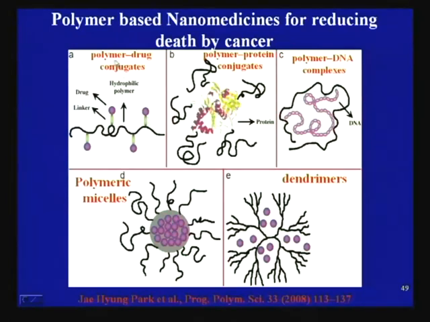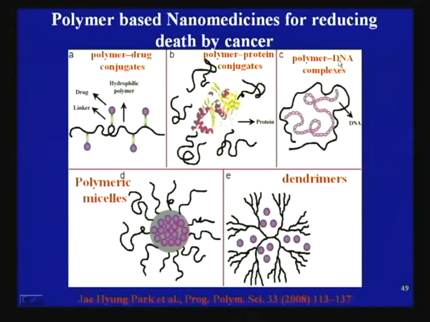Here in this case it is a polymer drug conjugate. Sometimes proteins are also used as drugs. In that case, that protein can be conjugated to the polymer. This is the protein, conjugated to the polymer. Then the entire system in nano dimension can be used as your drug carrier or drug delivery system.